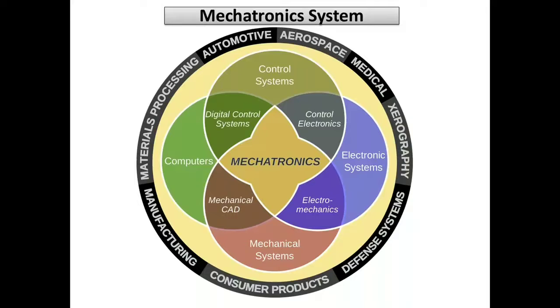While looking at the outer circle of this Venn diagram, we can see some terms. These are the areas where mechatronic systems are available: automotive, aerospace, medical, defense systems, consumer products, manufacturing and material processing.